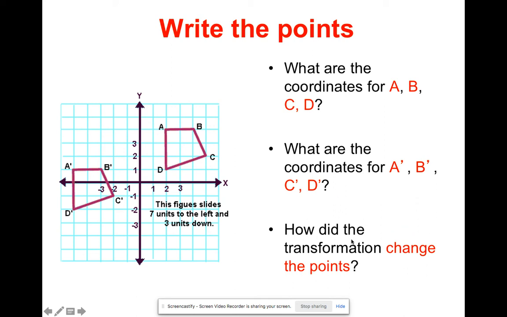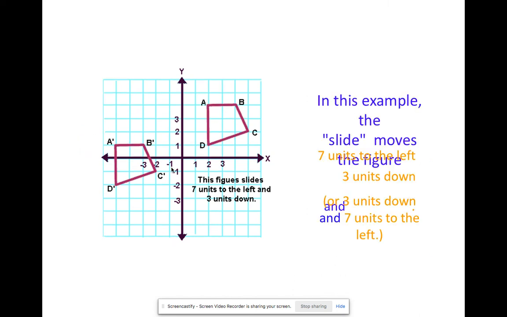You have to think about this: how did the transformation change the points? If we're looking at just our x, A is at 2, so x is 2, and now it's at negative 5. In reality, what we're doing is taking 2 and subtracting 7 from it, and we're getting negative 5. That's all that's happening with our points. Then we have to look at our y and think about our y going down. Let's see, 1, 2, 3. So 3 units. Is that correct? Let's look. Yep, 3 units down.